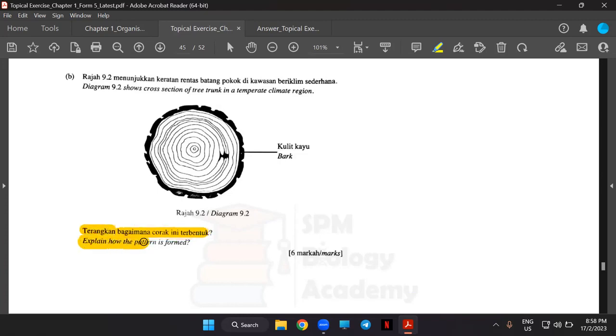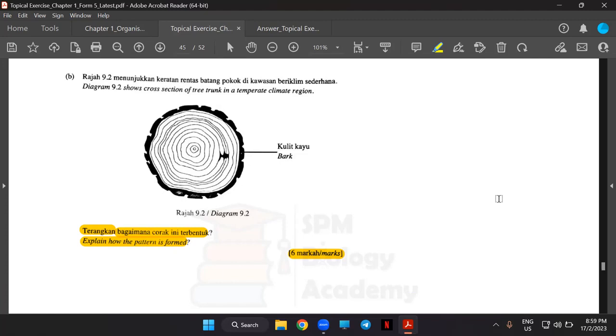Explain how the pattern is formed. 6 markah. Bagaimana ring tu terbentuk? Itu soalan dia. How the pattern is formed. Bagaimana corak ini terbentuk merujuk kepada dia minta kita tulis bagaimana ring tu terbentuk. How the ring is formed. Itu dia punya soalan dia.